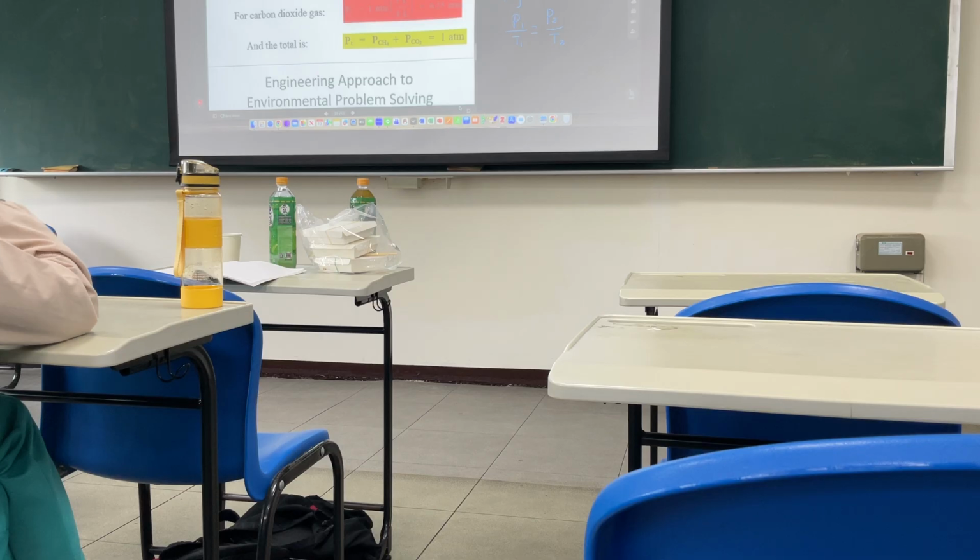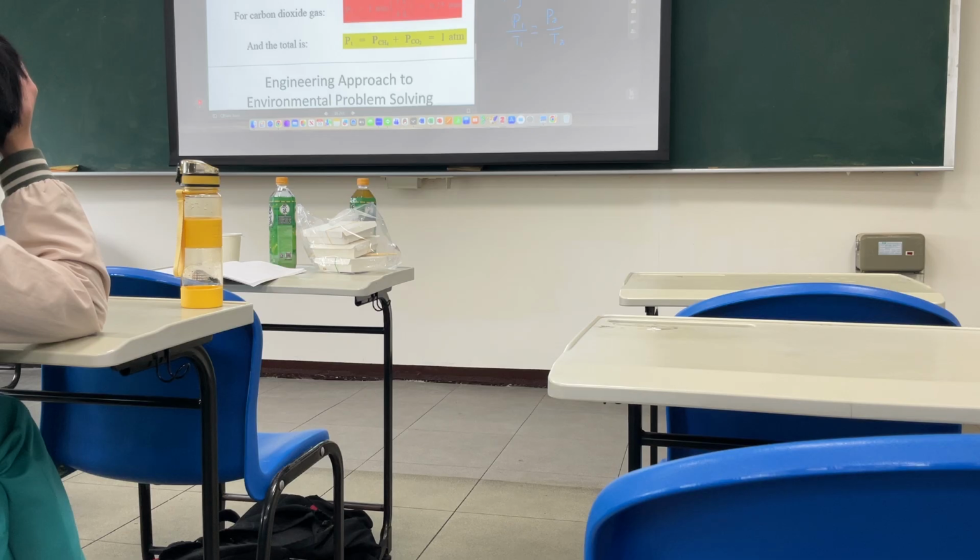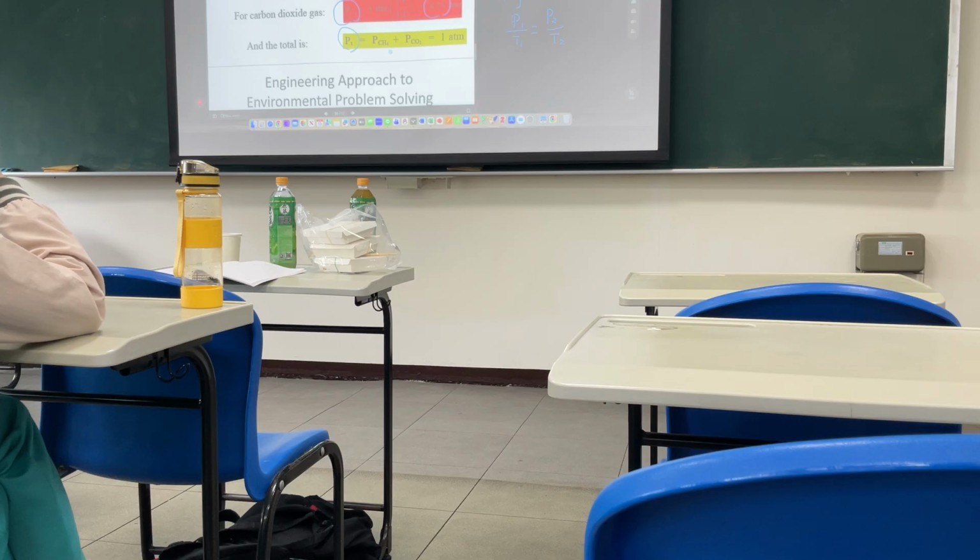Okay, so in this question, we're going to use Boyle's law. P1 V1 equals P2 V2. So you can find that P2 for methane is 0.75, and P2 for carbon dioxide is 0.25. And for the total pressure, you just add them up, which is 1.